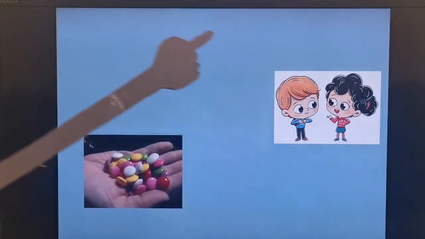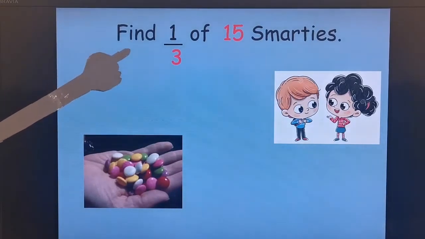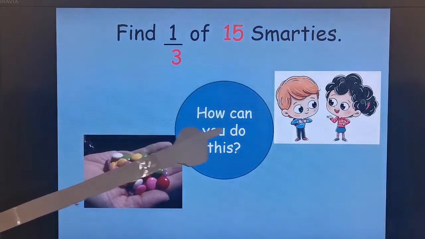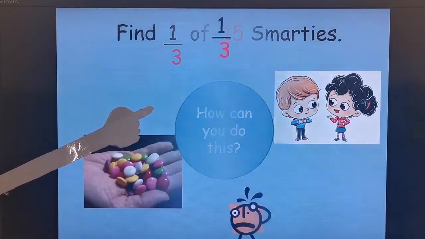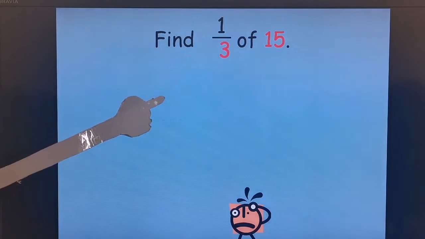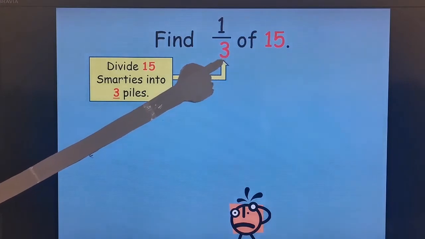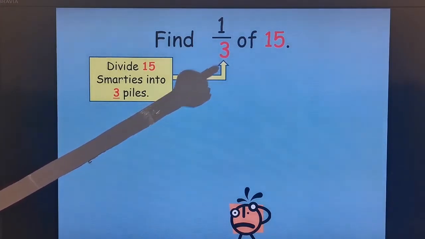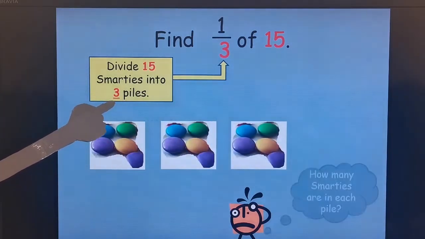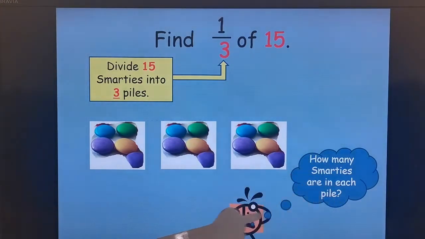Let's have another example. We have another boy and girl, and they are discussing the Smarties again, and this time they are asking, find 1/3 of 15 Smarties. How can you do this? she's asking. Now, to find 1/3 of 15, can you tell me what I have to do? Yes, I have to divide 15 into 3 piles. Let's do it. You have to make 3 equal groups. 1, 2, 3. Now, Smarty is asking, how many Smarties are in each pile?